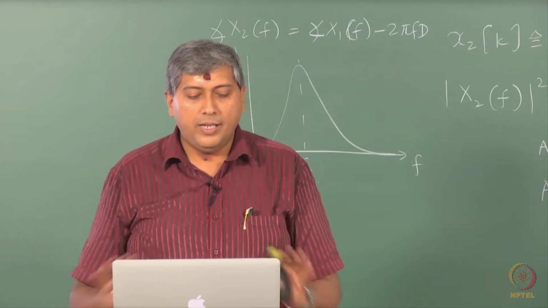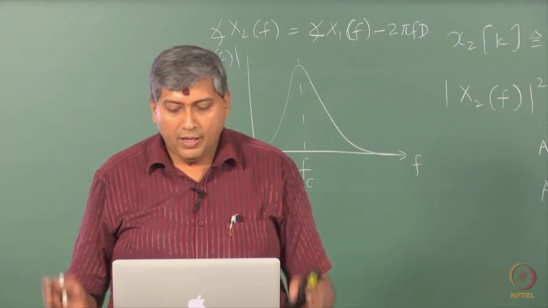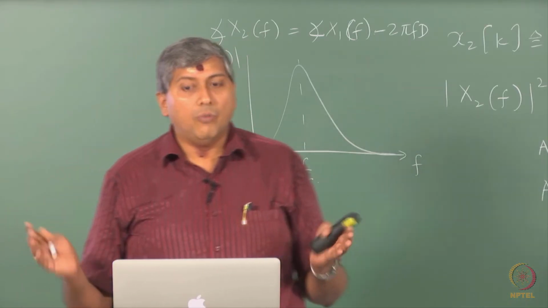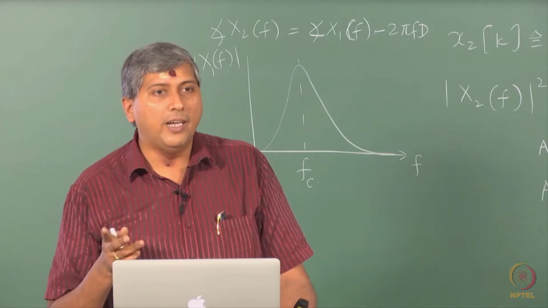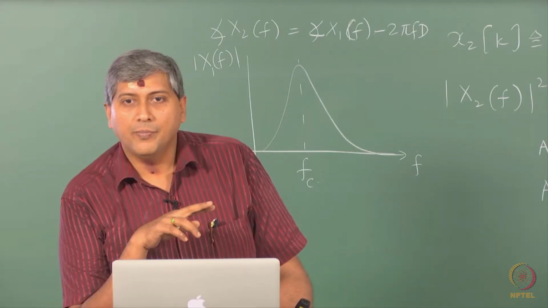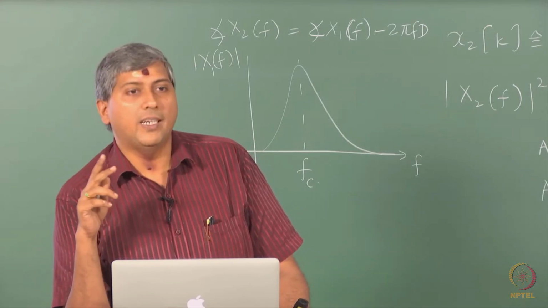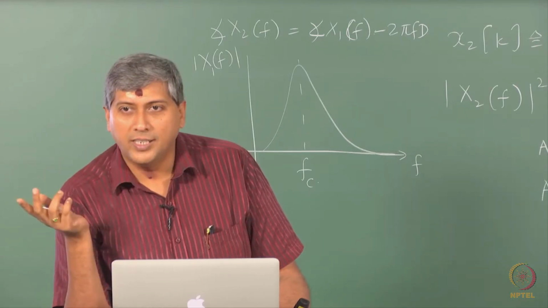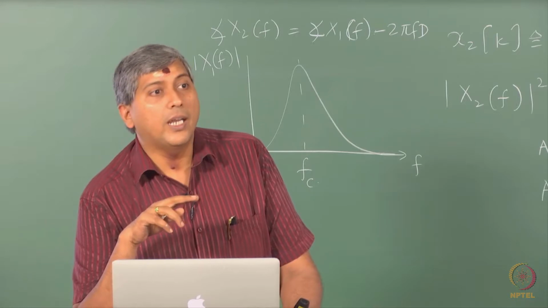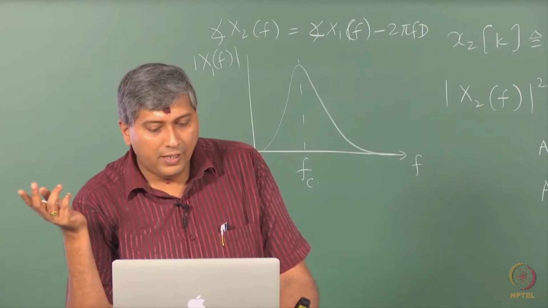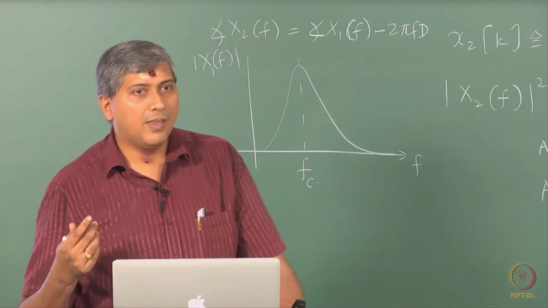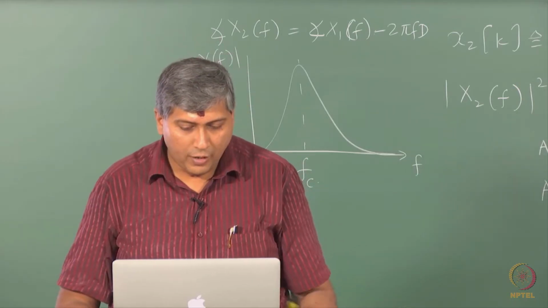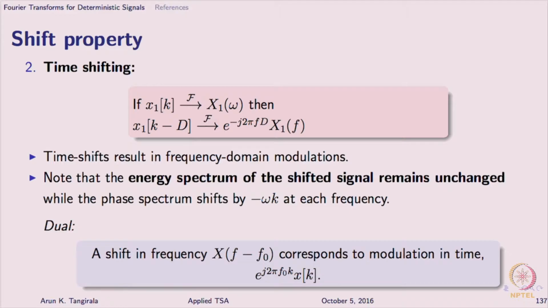So, here we are saying that a shift in frequency corresponds to what we call as modulation in time. You can see this duality here. When we shifted the signal in time, it amounted to multiplication of the Fourier transform by e to the minus j 2 pi f t. Now, when we are looking at shifts in frequency, then it amounts to multiplying the time domain signal by e to the j, what do you see there, 2 pi f k, right? Your f1 k, whatever that you are shifting by.